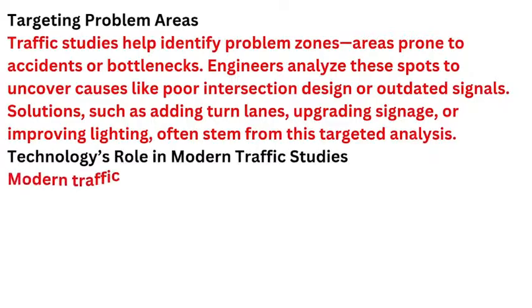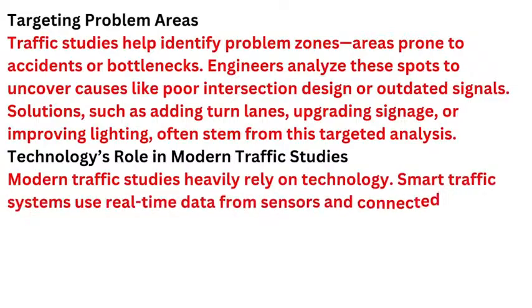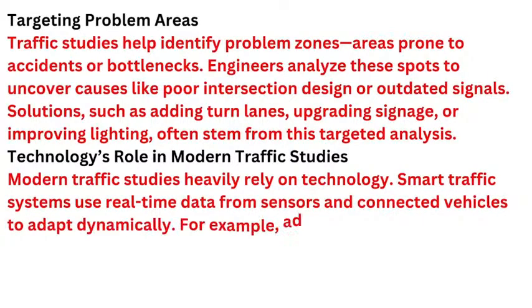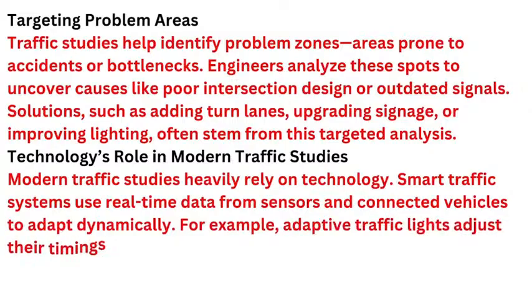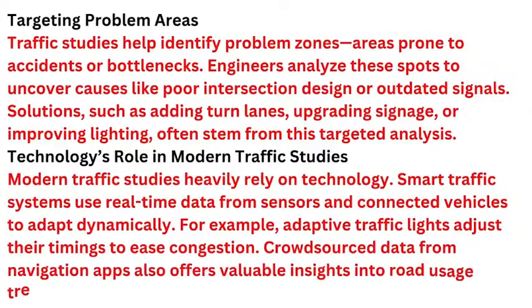Technology's role in modern traffic studies. Modern traffic studies heavily rely on technology. Smart traffic systems use real-time data from sensors and connected vehicles to adapt dynamically. For example, adaptive traffic lights adjust their timings to ease congestion. Crowdsourced data from navigation apps also offers valuable insights into road usage trends.